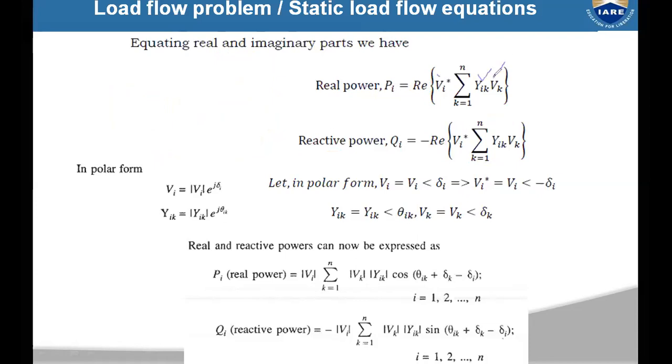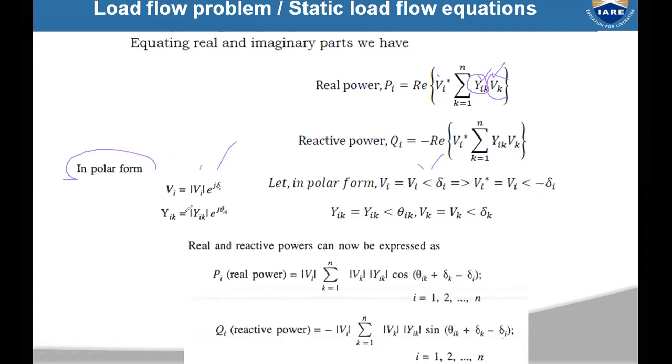Now what are Vi, Yik, Vk? Vi and Vk are voltages, and Yik is the element of the Y bus, and Vk is the voltage at the kth bus. These are all complex values only, right? So if you write them in polar form, you can write Vi as magnitude of Vi e power j delta i. Delta is the angle, or you can write Vi is equal to magnitude of Vi at an angle of delta i. Either you can write in this form or in this form.